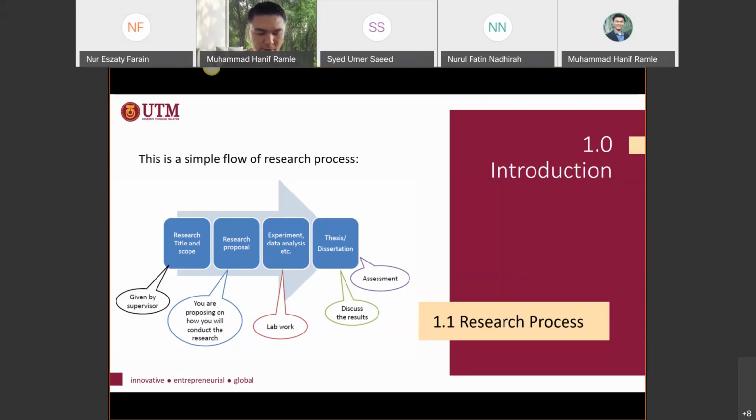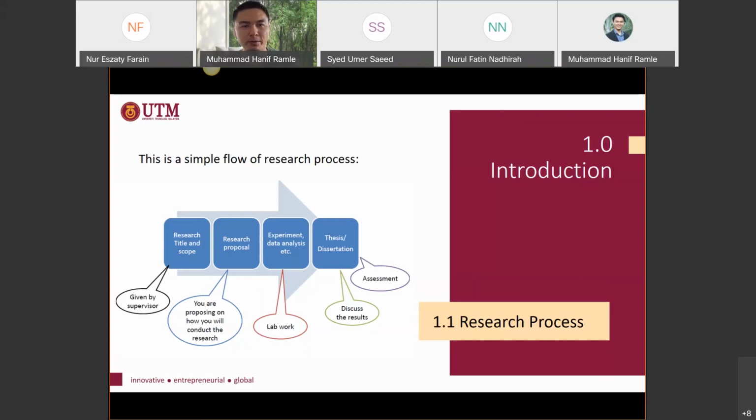The first one is obtaining a research title and scope. Basically, the title and scope will be given by the supervisor. In some cases, like my students, they approach me with an interest in a topic, then we can discuss the title and scope for the student. So normally, the title and scope is given by the supervisor. There are not many cases where the student proposes the topic. There are some cases, but not too many.